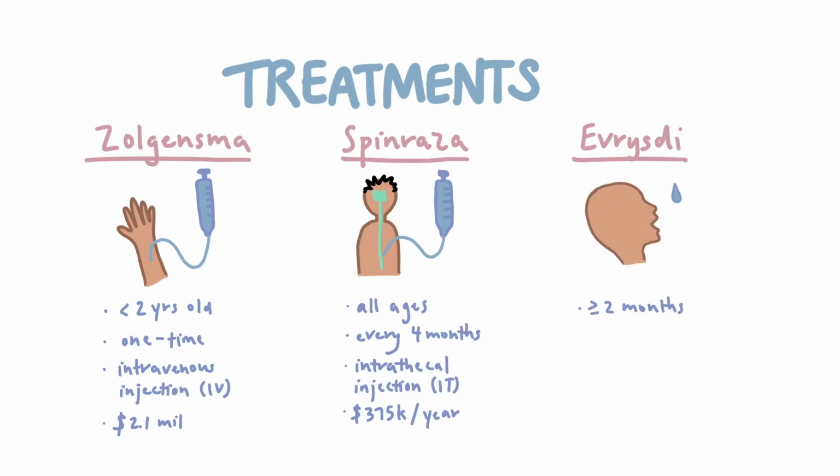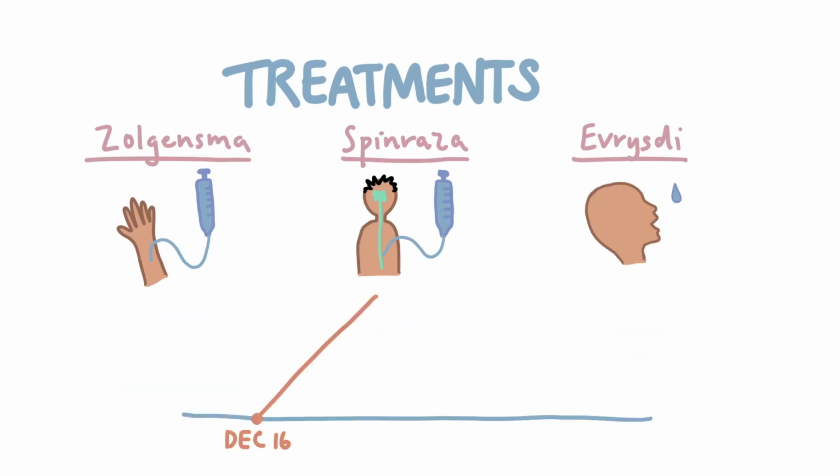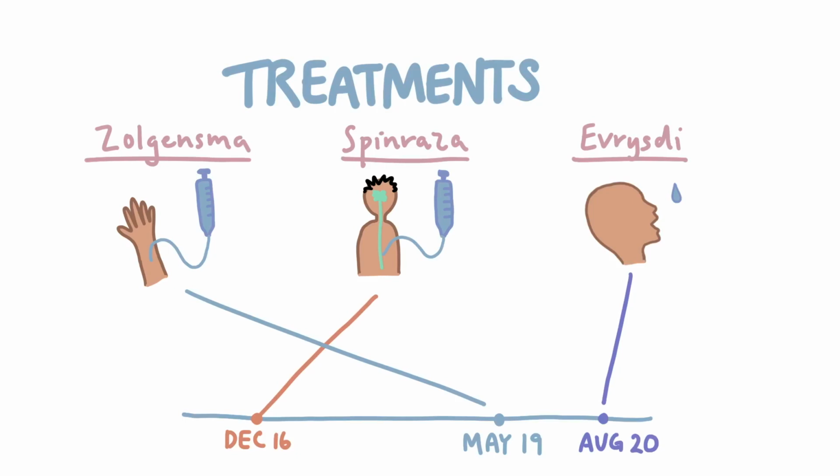Evrysdi is given to patients 2 months and older. It is a daily liquid medication taken by mouth or feeding tube. The price varies by weight, but caps at a maximum of $340,000 per year. Spinraza was the first to be approved in December 2016. Zolgensma was approved in May 2019, and Evrysdi was approved in August of 2020.